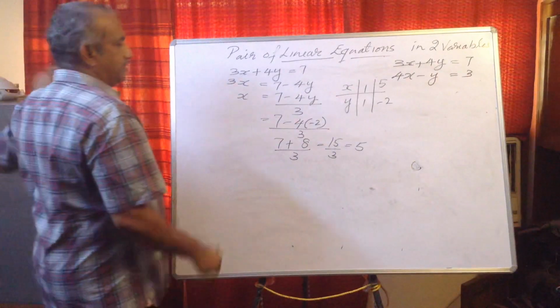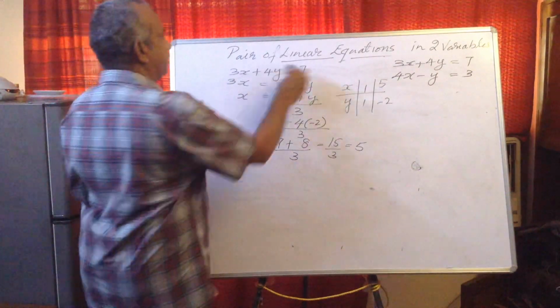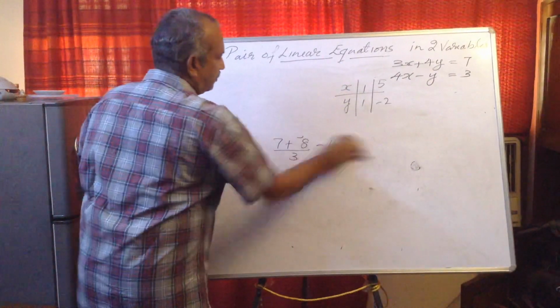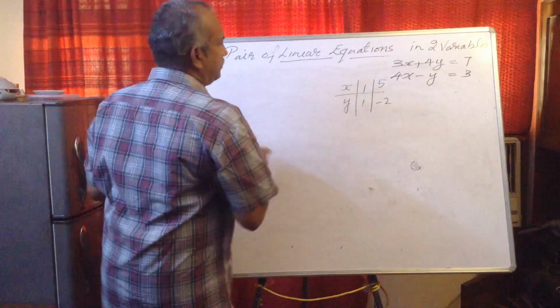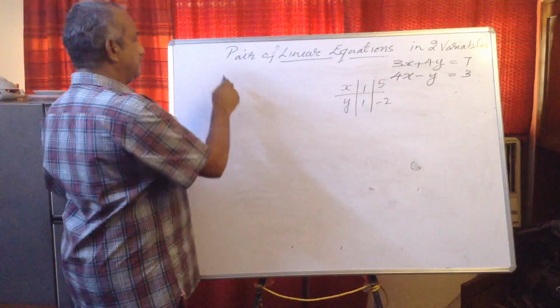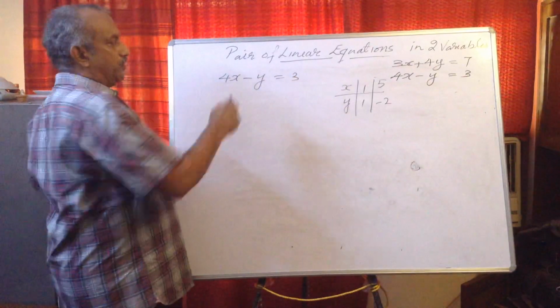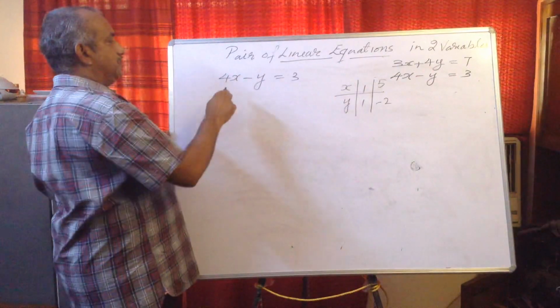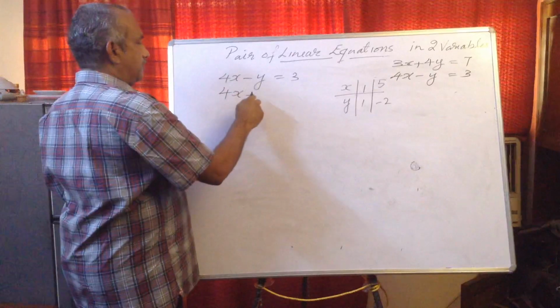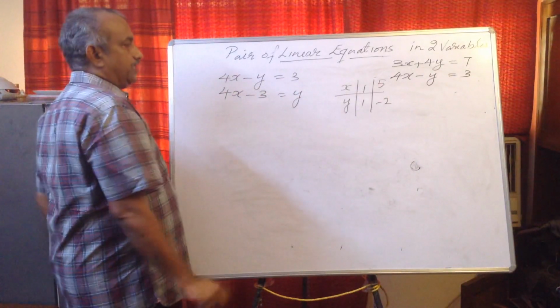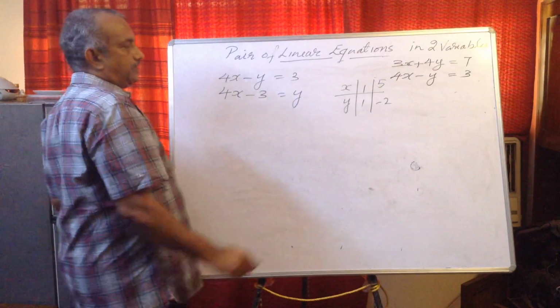Now I'm going to get solution for the second equation. That will be more easy because there coefficient of y is minus 1 only. So I will rewrite this equation. It is easy. Say 4x minus y is equal to 3. I'm going to take y to the other side and bring 3 this side. Say 4x minus 3 is equal to y. Now it is easy. You substitute any value for x, you will get value for y.